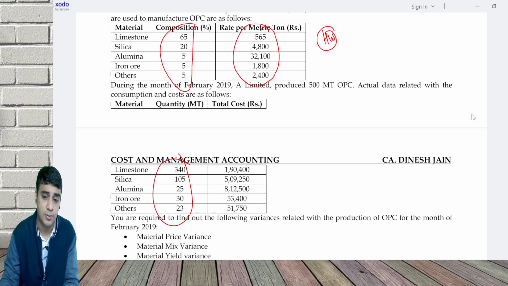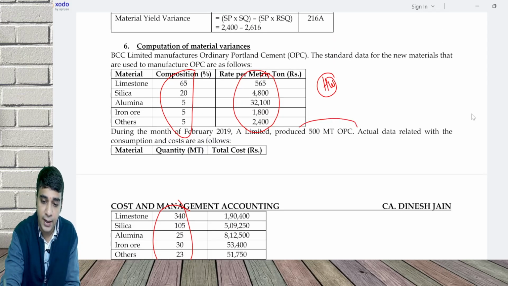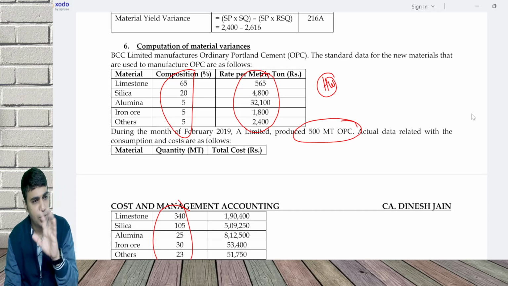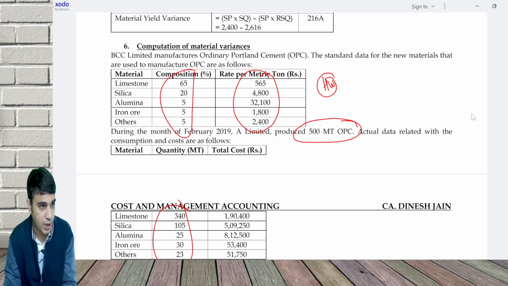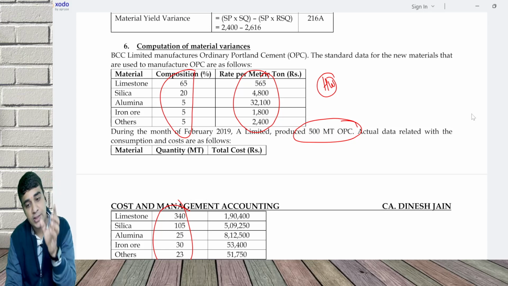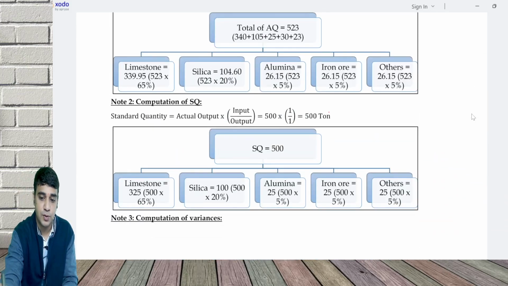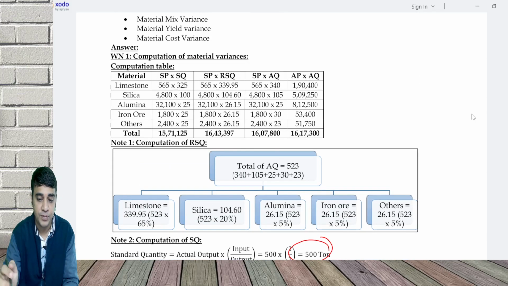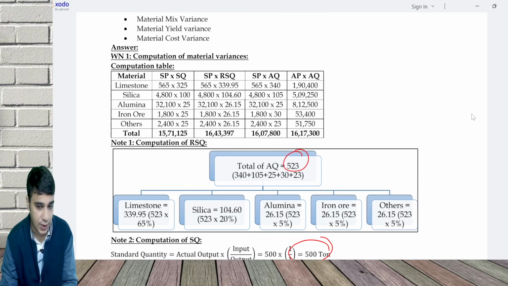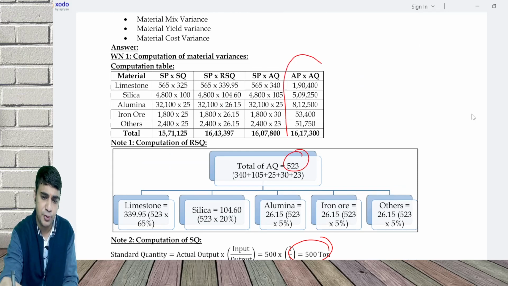For SQ calculation, the company has produced 500 metric ton. The question nowhere has mentioned that there is any loss in processing or the input output mix. So I'm assuming the input output is 1:1. So your SQ is equal to 500 into 1 by 1, split in that ratio. So 500 into 1 by 1 split in the ratio of 65, 25, 5 and 5, and RSQ was total split in this ratio. As I said, AP into AQ, I'll write it directly.